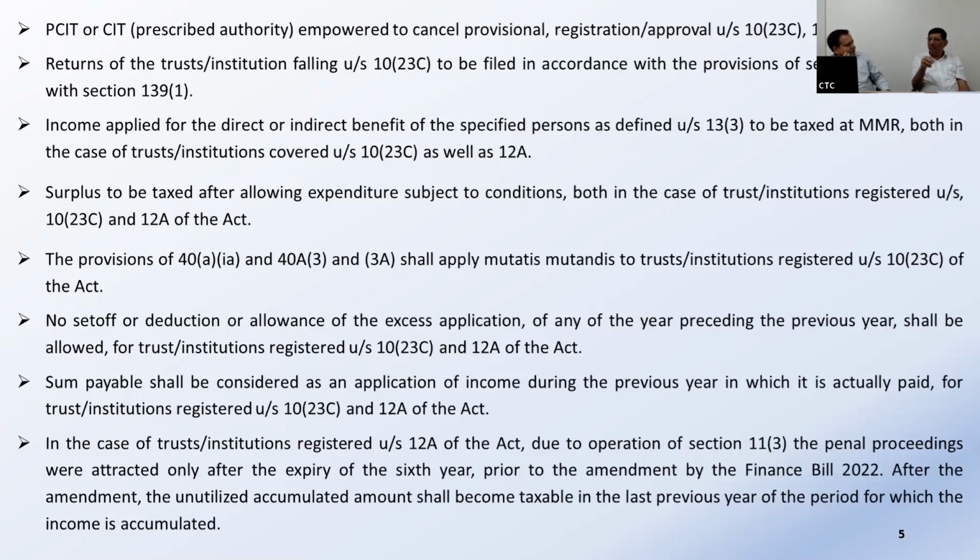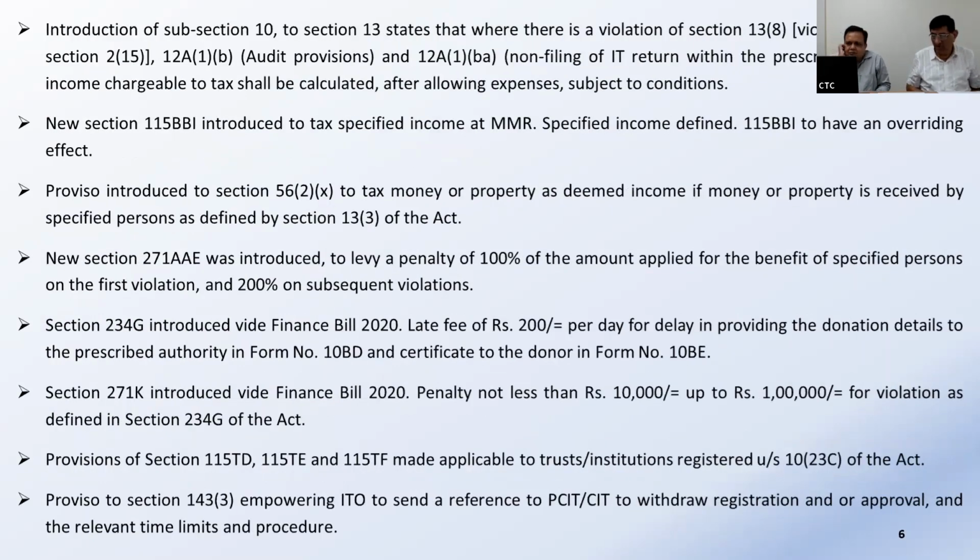That should be used and then spent for your other objects of the trust, and then it becomes more clear. But yes, there's no bar on this. That is the clarity. There is no bar. The bar is separate.